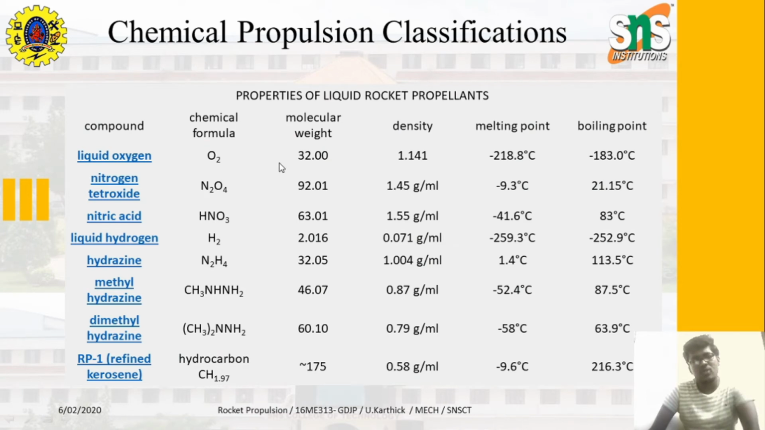Next, what are the liquid propellants available in the market? I already told you that in liquid propellant we require two components, one for oxidizer, another one for fuel. Here we show the properties of the liquid rocket propellants, like liquid oxygen: the density, molecular weight, melting point and boiling point. We have listed other things too. If you look into this table, you will come to know the properties of different fuels.